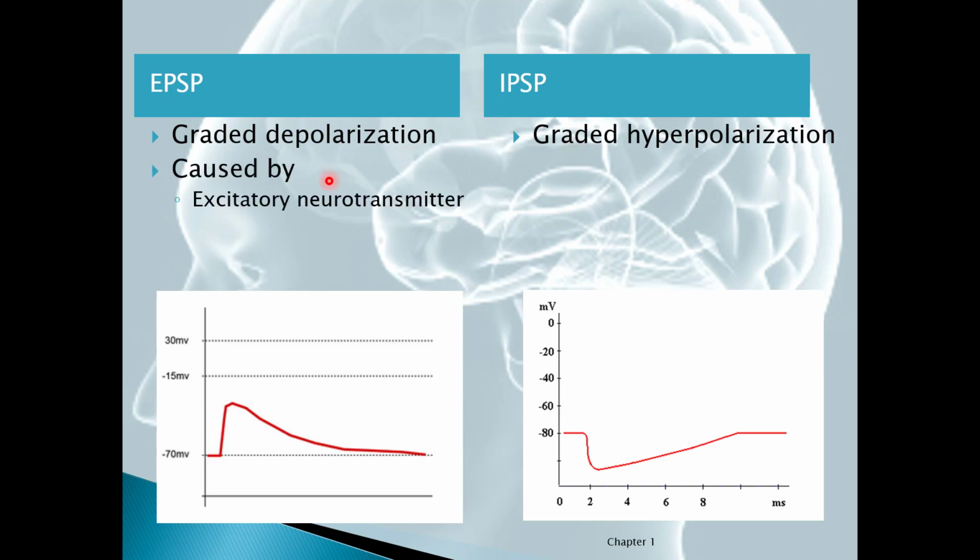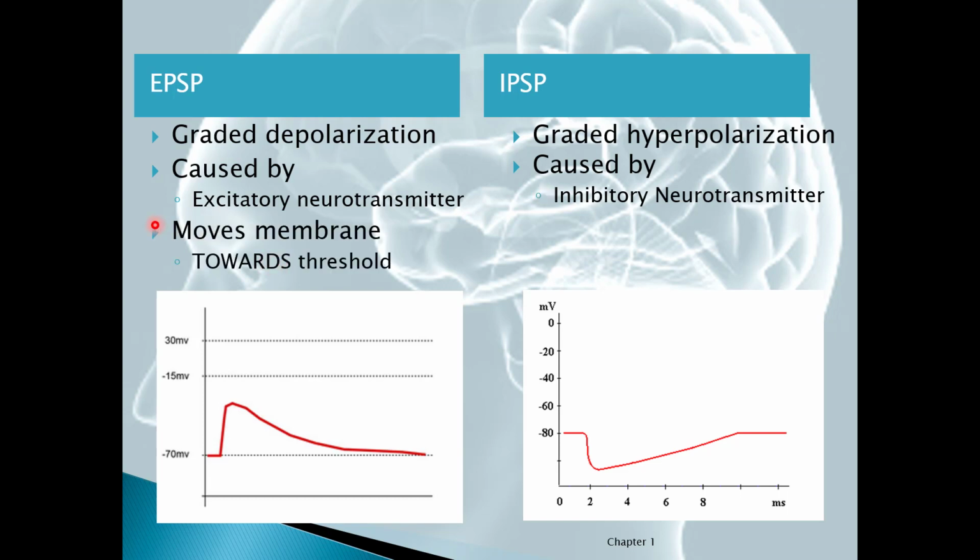So an EPSP is going to be caused by an excitatory neurotransmitter. And we'll talk about these a little bit later, but we'll learn that glutamate is our major excitatory neurotransmitter. An IPSP is going to be caused by an inhibitory neurotransmitter. And we'll learn later on that our major inhibitory neurotransmitter is GABA.